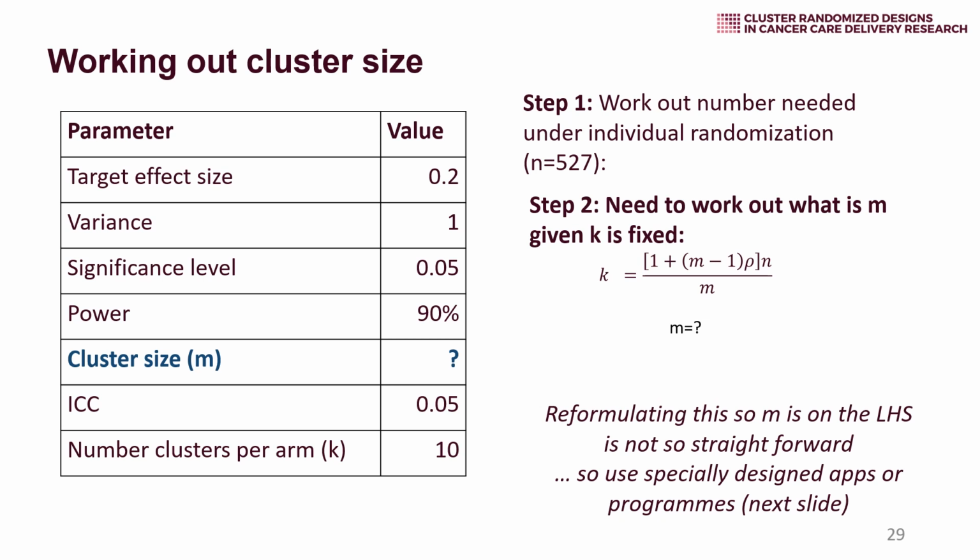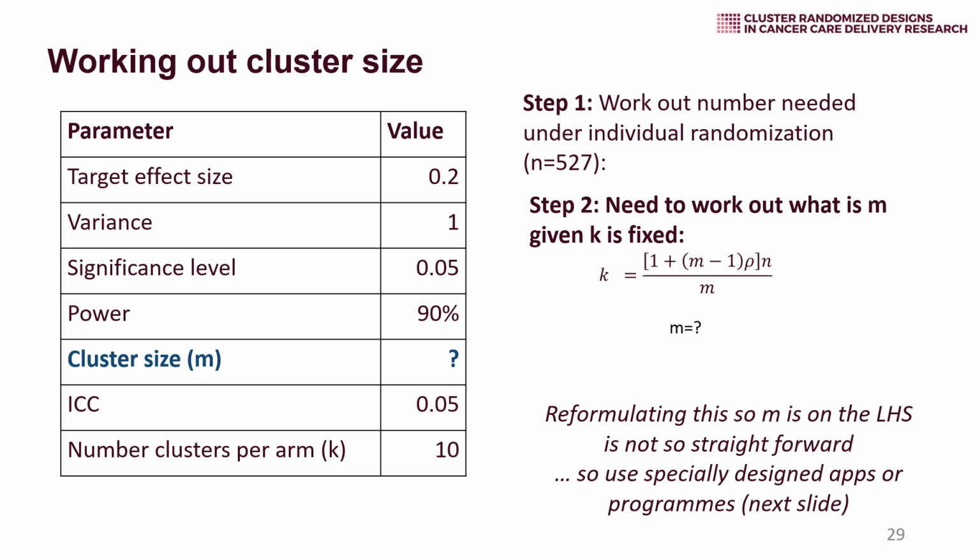So step 1 again is to work out the number needed under individual randomization. Back to the first example, so this is 527. Now step 2, it is possible to do this calculation by hand. In our other calculations, we were working out how many clusters we need. Now we set the question up slightly differently. The question now is, what is the cluster size? So it is possible to do this calculation by hand, but it turns out to be much more complicated. Also, Stata can't do it either.